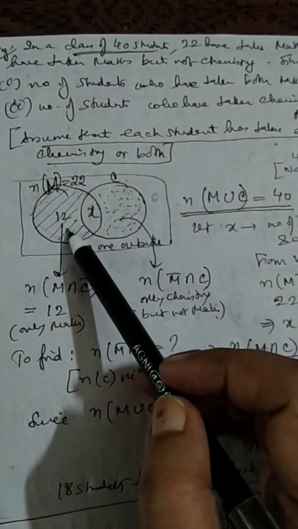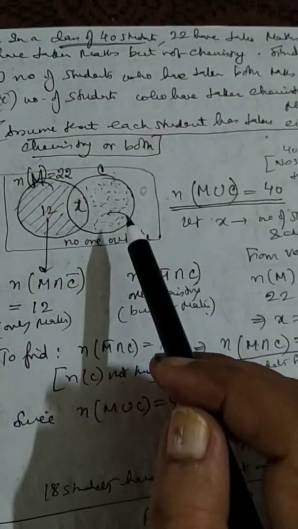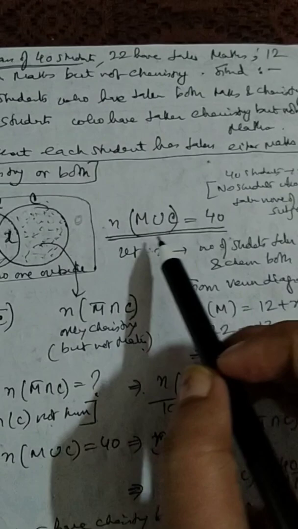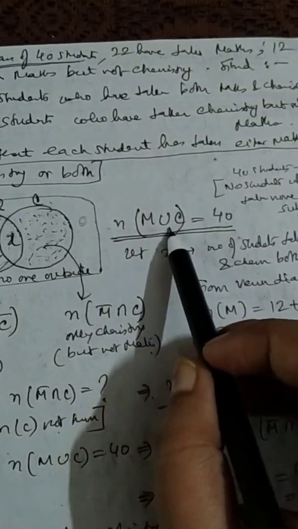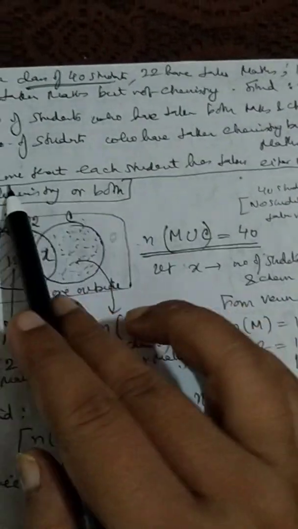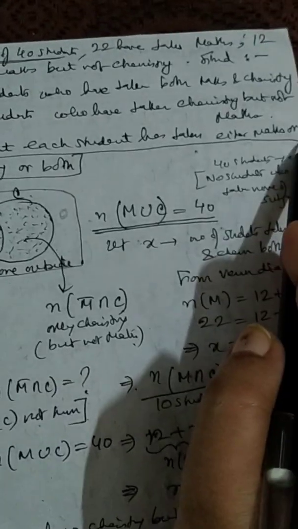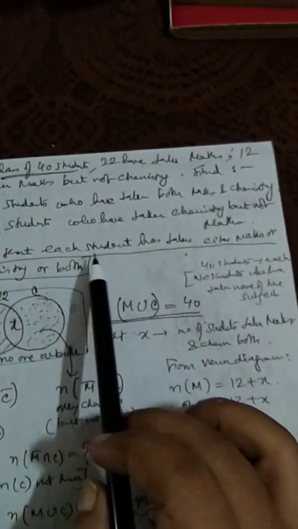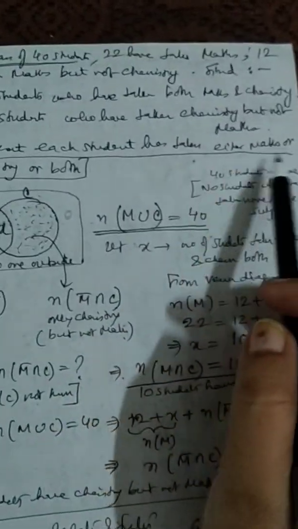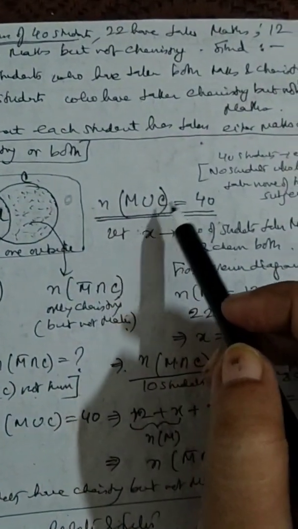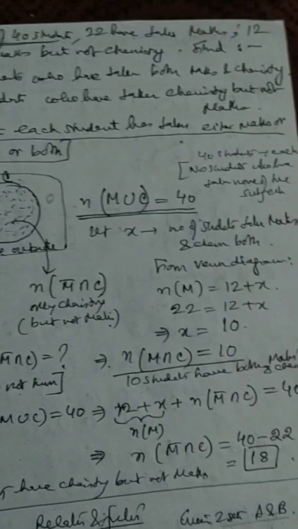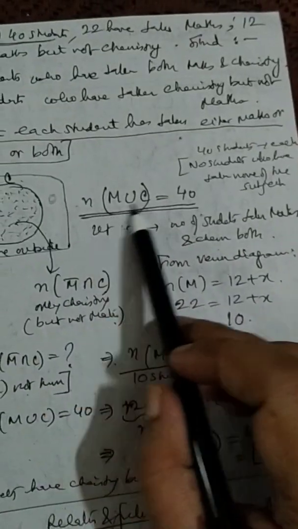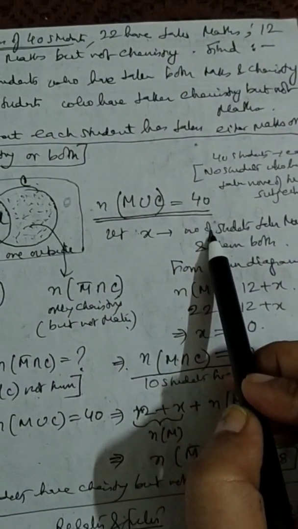So therefore, they have maths or they have chemistry or they have taken both. So we are using this fact that the cardinal number of M union C is 40, and indirectly this comes from the last statement, where we are assuming that each student has taken either one of the subjects or both. There is no student who has taken none of the subjects. So this is what is given. We have assumed this as X.